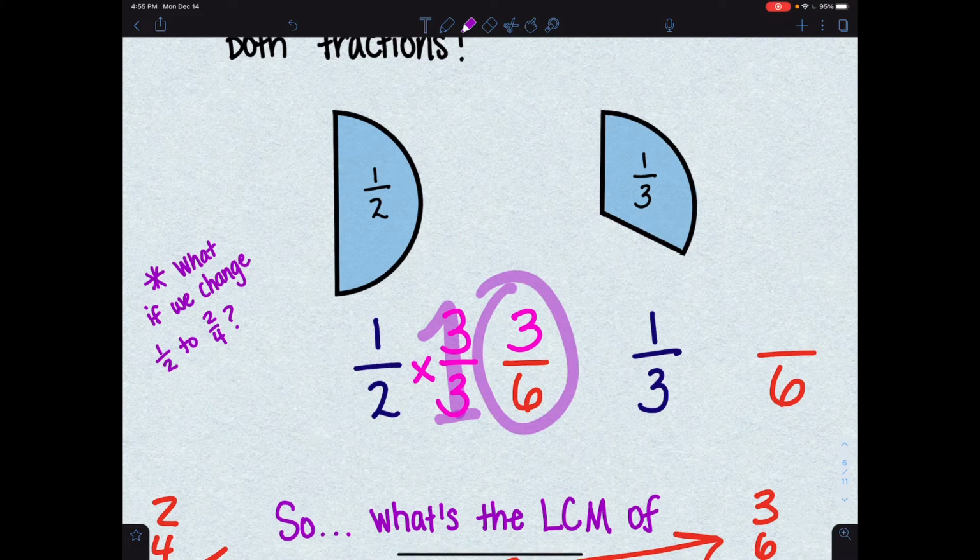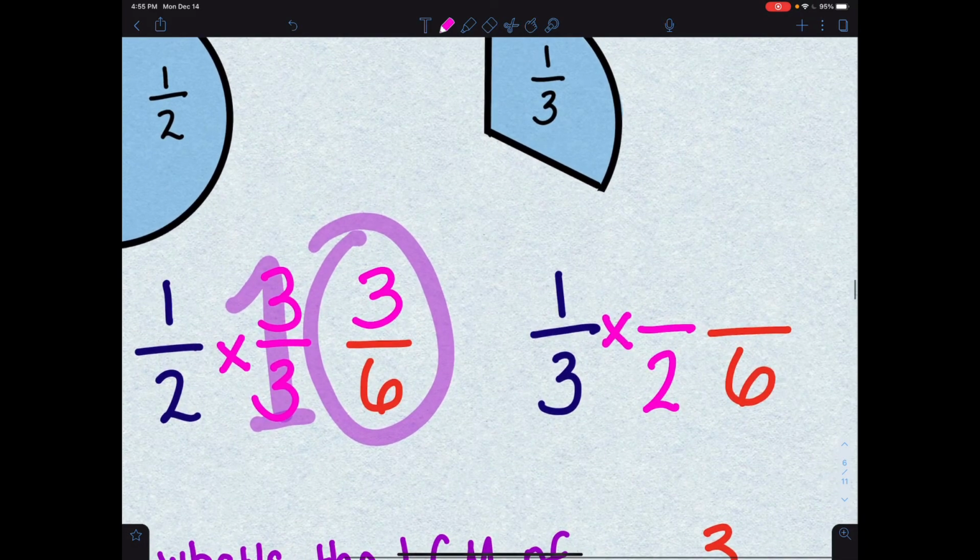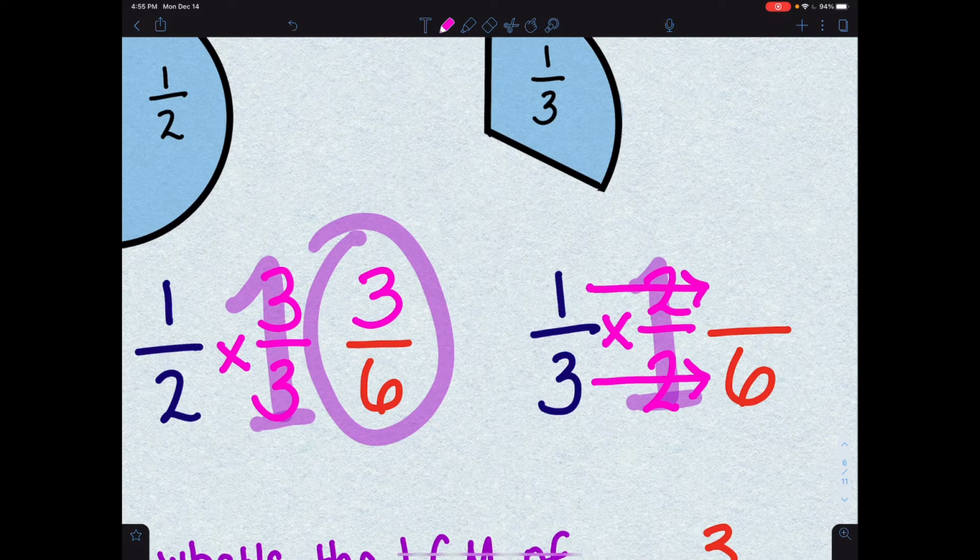Now, what about 1/3? We need to change that to something that has a denominator of 6. So what do we multiply 3 by in order to get 6? I think you can see that you have to multiply that by something over 2. And of course, whatever you do to the bottom, you have to do to the top, so that the fraction is the same as multiplying by 1. So we're going to do 3 times 2 is 6, so we did that. And 1 times 2 is 2. So the fraction 1/3 is the same as 2 over 6.